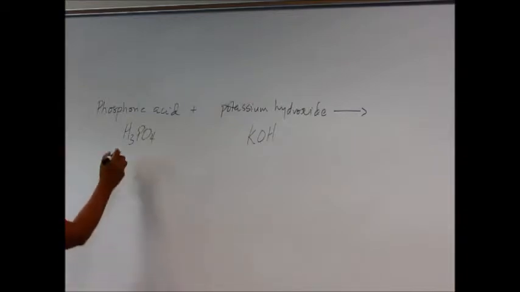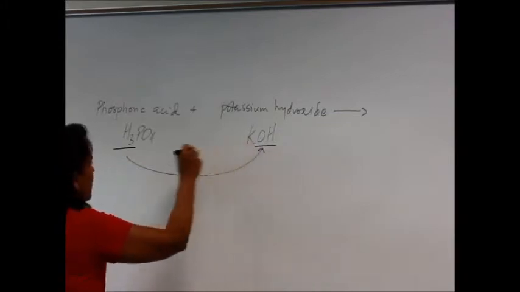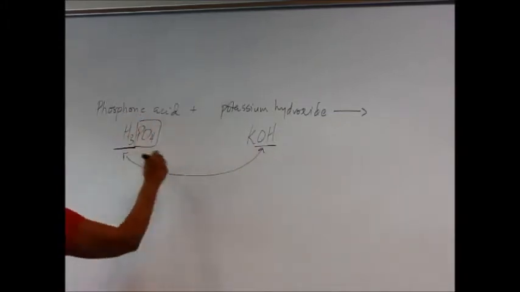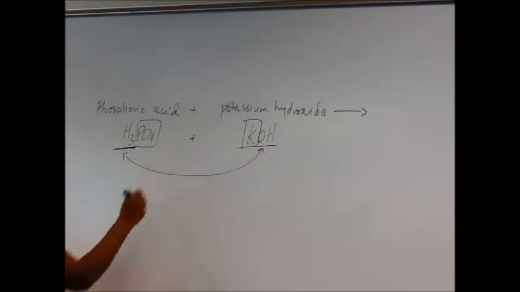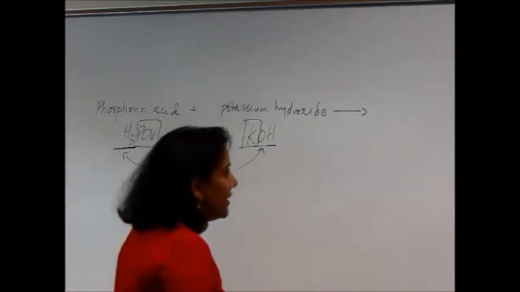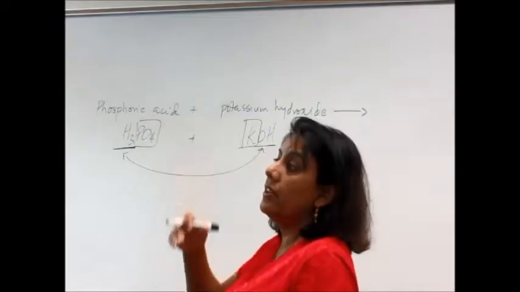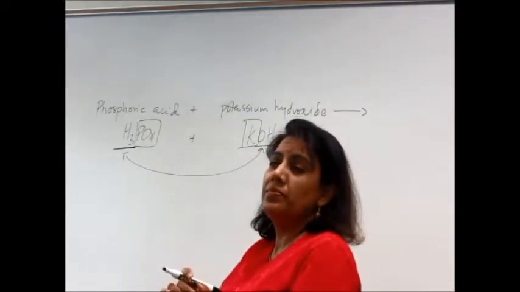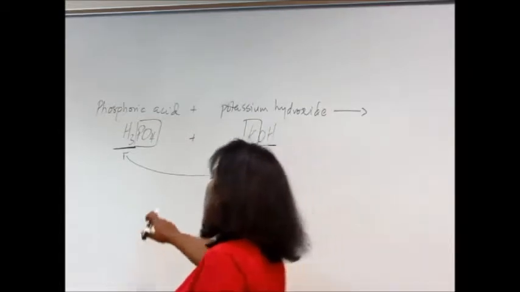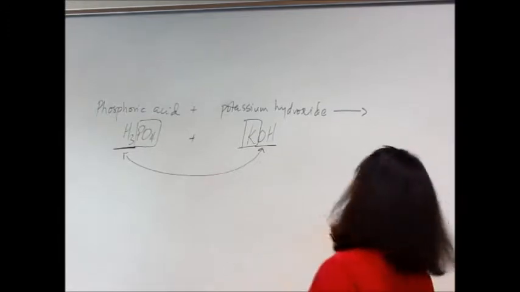Double displacement. Okay, so which means that we're going to take the H3 over here, combine that with the OH, and take the PO4 and combine that with potassium. Okay, so that's what we have to do with the double displacement here. H3 and OH, what will that give us? What will the hydrogen over here and OH give me? H2O. Okay, that's it, just water.